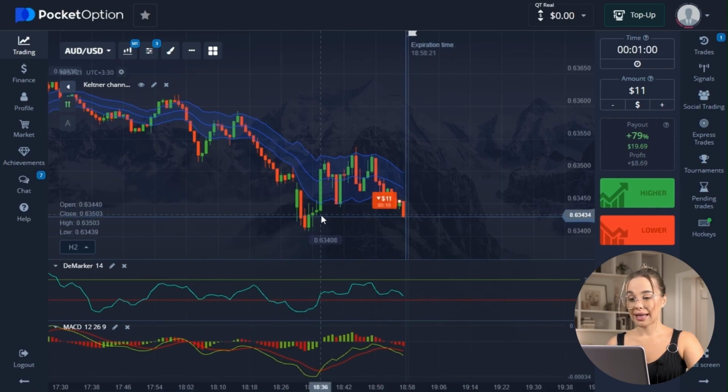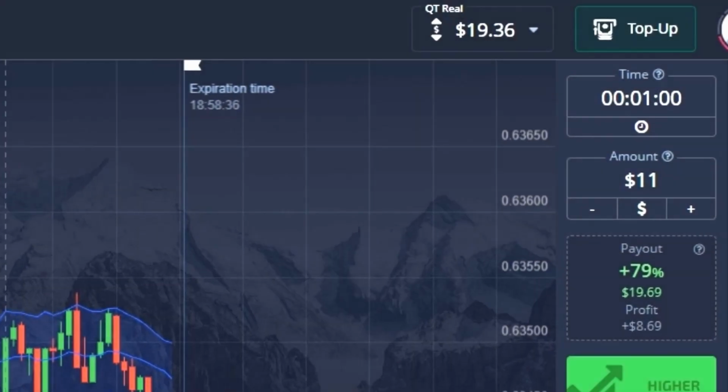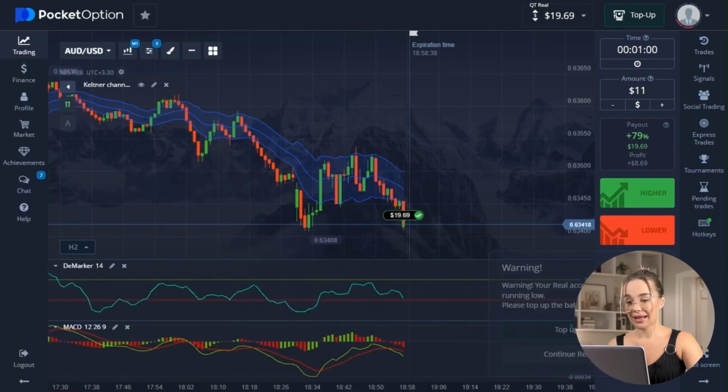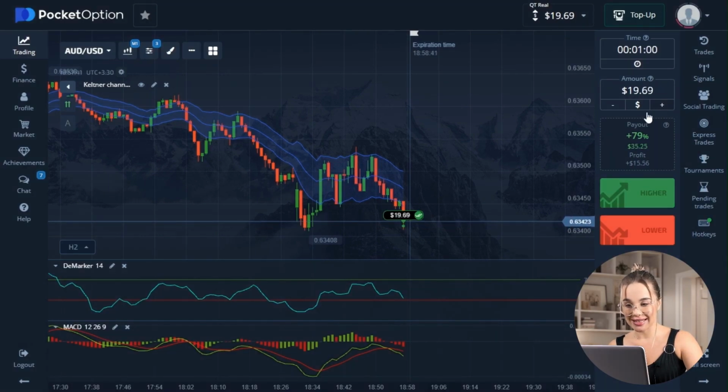While we wait, let's talk about the D marker indicator. It shows overbought and oversold conditions in the market. There are many oscillators like this, so let's figure out what makes this one stand out. First trade and almost $20 in balance, so let's continue testing the marker with another pair.